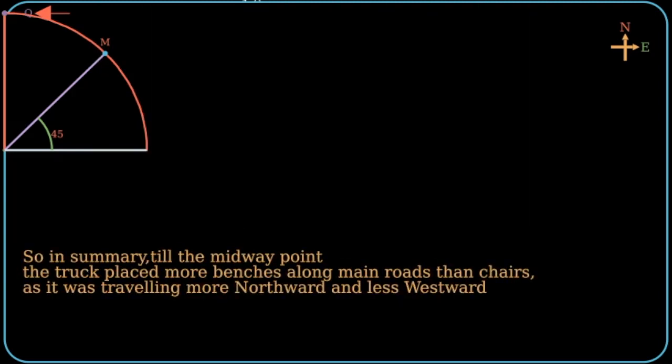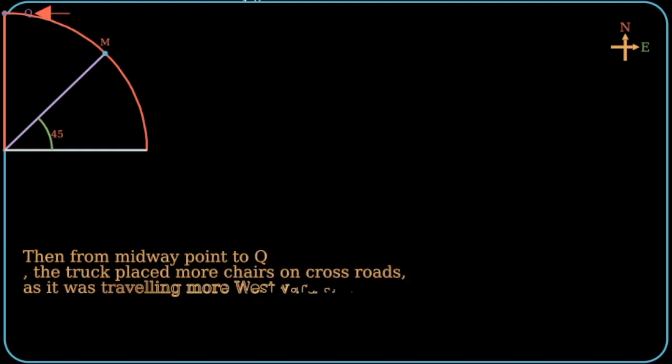So in summary, till the midway point, the truck placed more benches along main roads than chairs, as it was traveling more northward and less westward. Then, from the midway point to Q, the truck placed more chairs on crossroads, as it was traveling more westward and less northward.